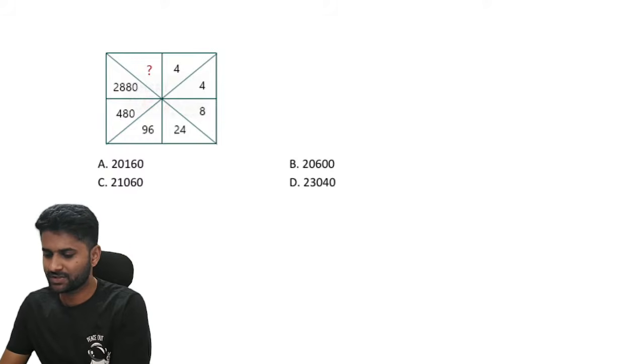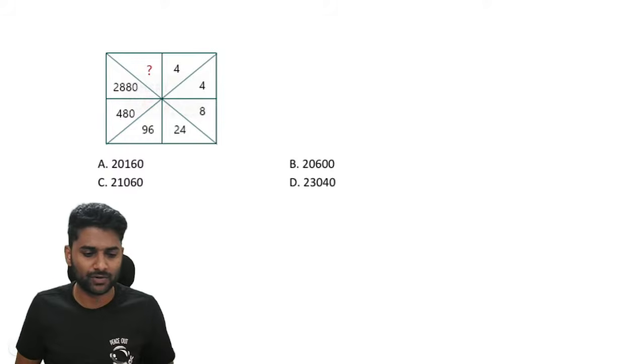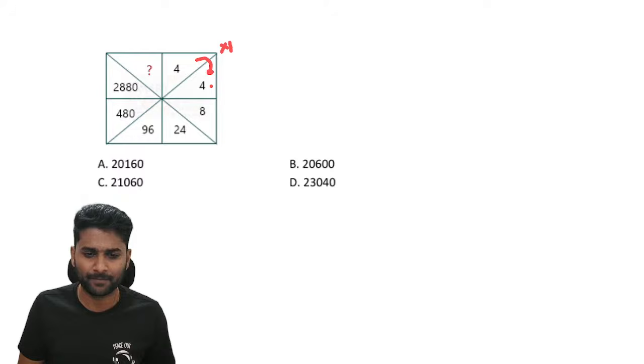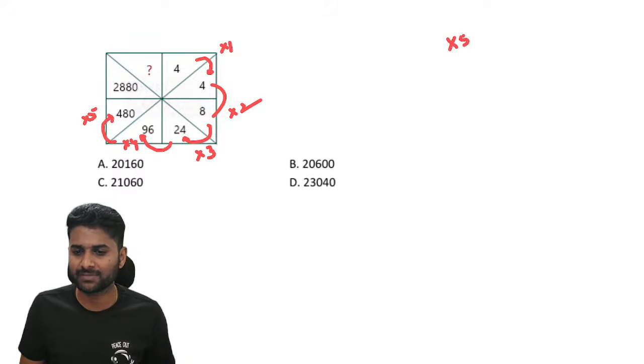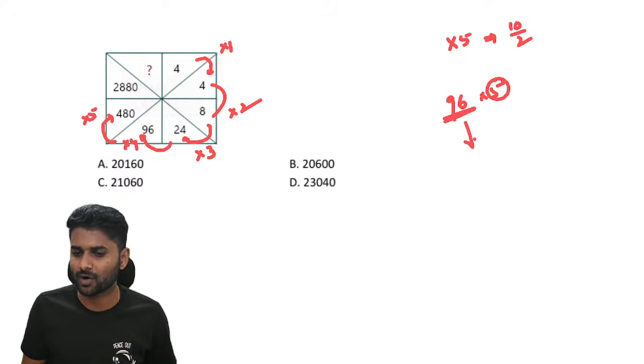Try to answer this question. Now, if you observe, you can see this multiplication. 4 becomes 4, so it is multiplied by 1. 4 becomes 8, multiplied by 2. 8 is multiplied by 3, and 24 is exactly 4 times. Again, it is 5 times. Remember that if any number is multiplied by 5, it is 10 divided by 2. If 96 is multiplied by 5, it means half of this number, which is 48, and again multiplied by 10, it becomes 480.